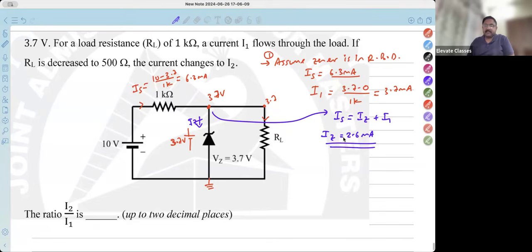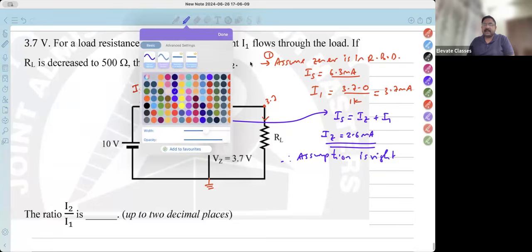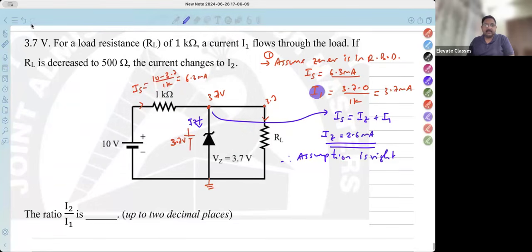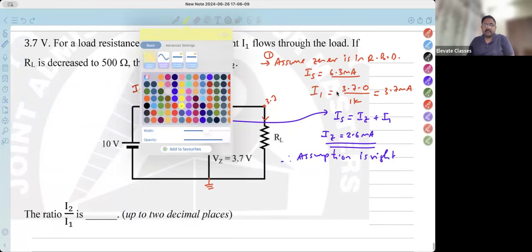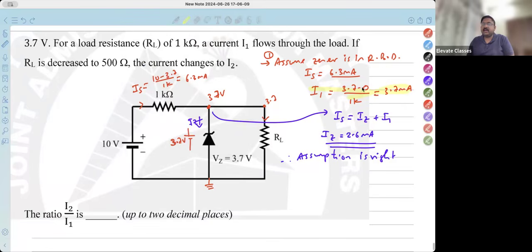Now if your IZ is 2.6 milliamperes, is the current flowing in this direction from N to P? Yes, current is flowing from N to P, therefore my assumption is right. Now because my assumption is right, whatever I calculated is also right. Because my assumption is right, I can say that yes, I1 is equal to 3.7 milliamperes. If not, my answer would have been wrong, so always check whether the Zener current is from N to P or P to N. Okay, this was the first part of the question.